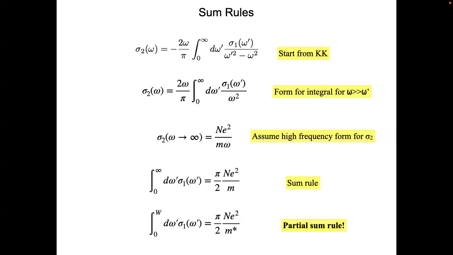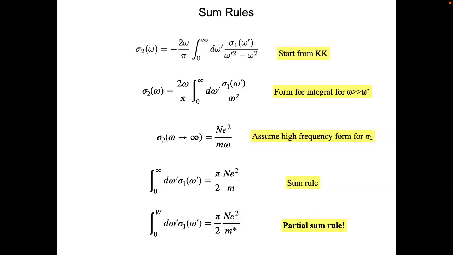Okay? Well, so if I start with that version of Kramers-Kronig, I can get a form for the integral when omega is much, much bigger than omega prime. And then I get that expression there. And you can see that I have omega squared inside the integrand and the omega in front.